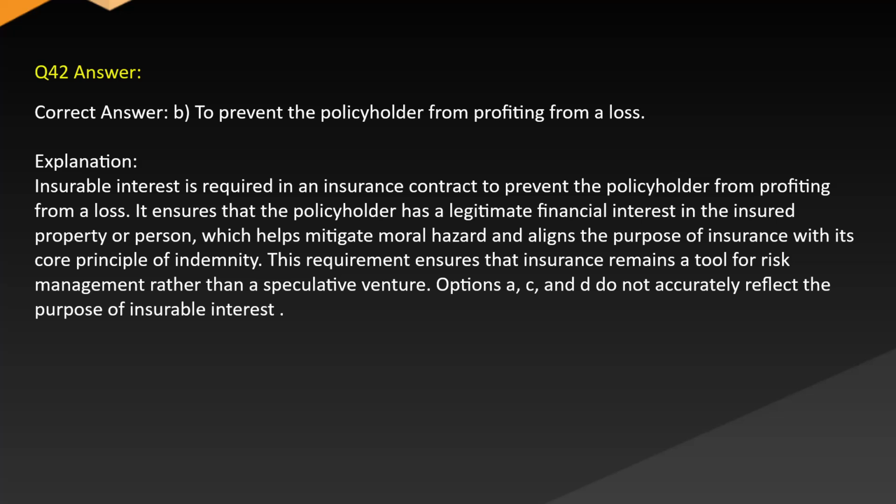Correct answer: B. To prevent the policyholder from profiting from a loss. Explanation: insurable interest is required in an insurance contract to prevent the policyholder from profiting from a loss. It ensures that the policyholder has a legitimate financial interest in the insured property or person, which helps mitigate moral hazard and aligns the purpose of insurance with its core principle of indemnity. This requirement ensures that insurance remains a tool for risk management rather than a speculative venture. Options A, C, and D do not accurately reflect the purpose of insurable interest.